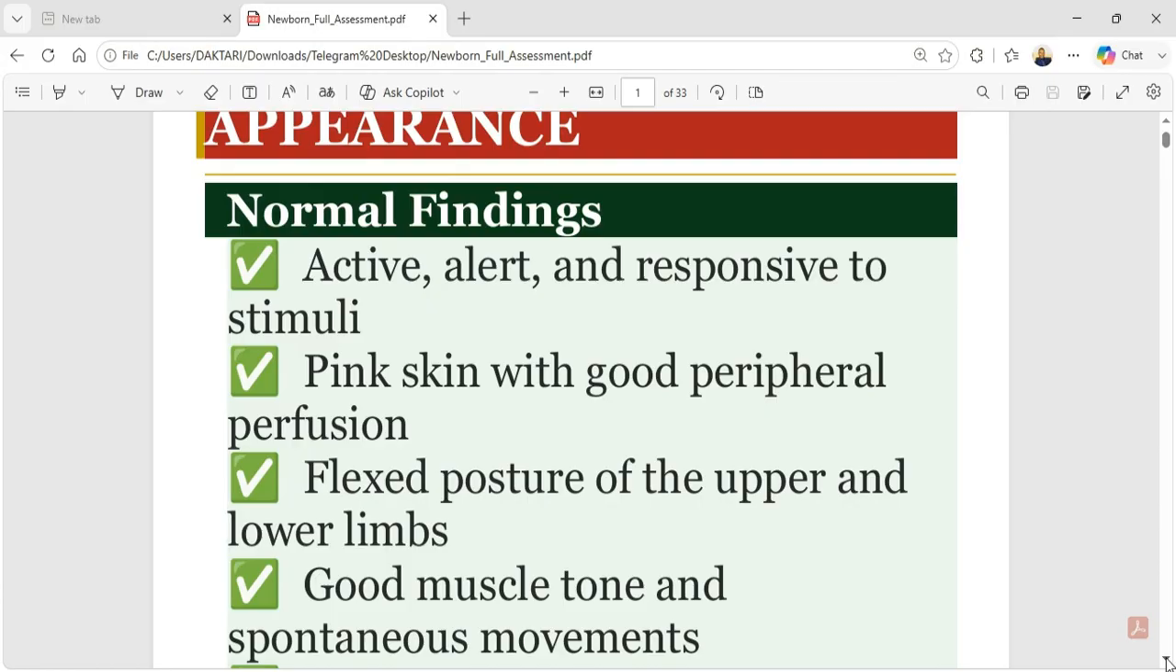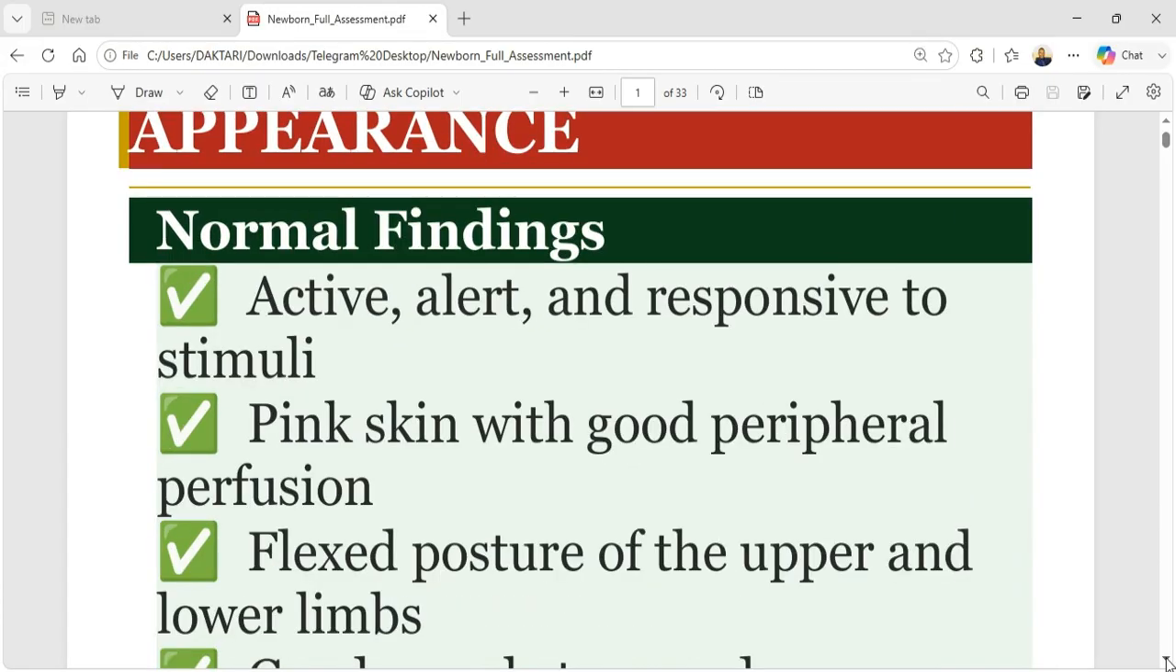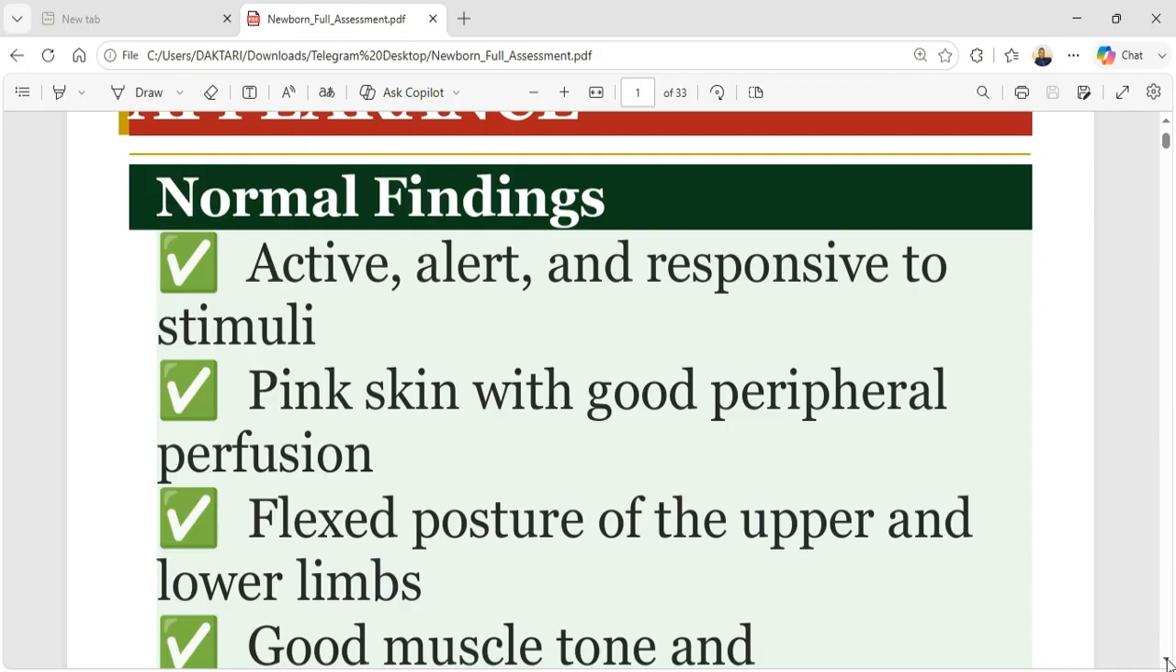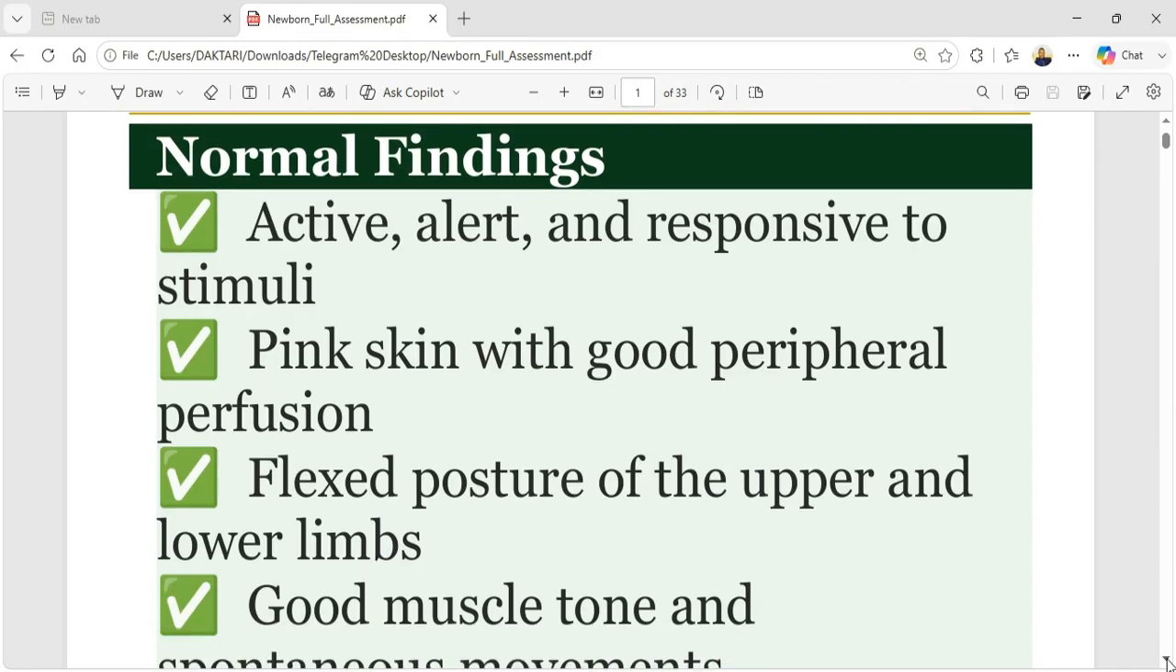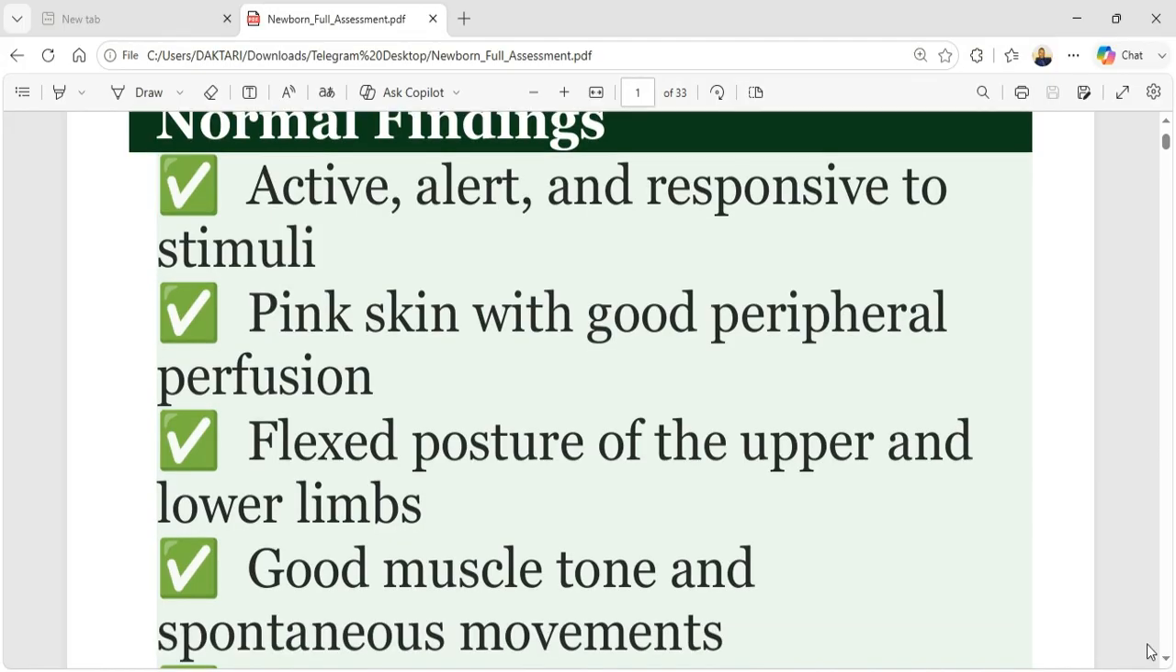The pink skin with good peripheral perfusion is also an indication of normal findings, because we can sometimes have blue skin. The blue skin indicates what we refer to as a blue baby. That means circulation has been severely impacted, maybe there is a respiratory condition, respiratory distress, or complications from congenital conditions like patent ductus arteriosus. All those can give us a blue baby, okay? So pink skin with good peripheral perfusion.